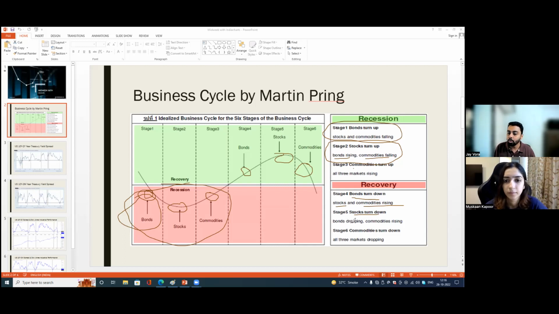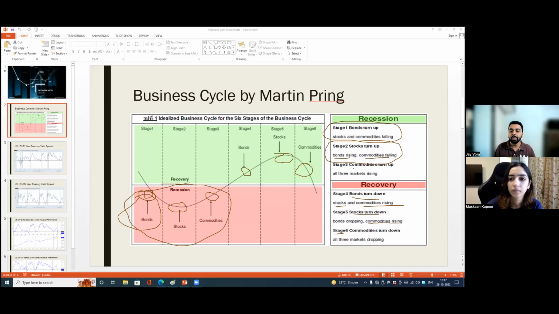The bond prices are already dropping and the commodity prices are still rising because there is only a bit of a slowdown. Okay, it is not that everything is falling off the cliff. So that is why the recovery in the commodities is still there. And there comes the sixth and the last stage, where the yields have gone up too much. Because of which there is no fresh investment or no fresh demand, and that leads to a slowdown in commodity consumption, and a turning down of all the three asset classes.